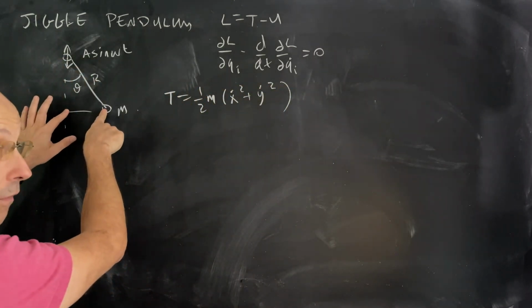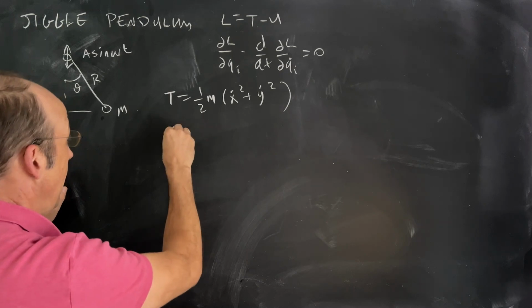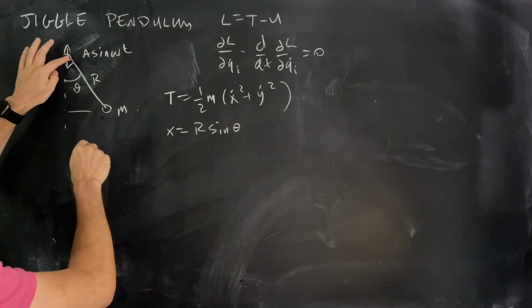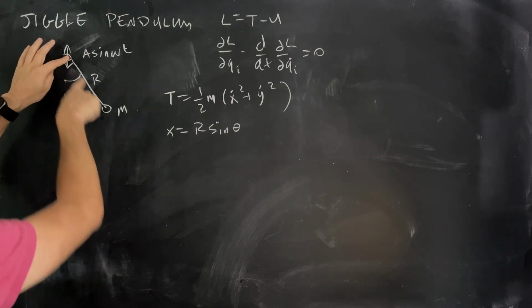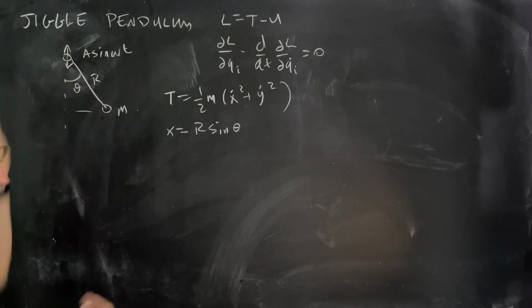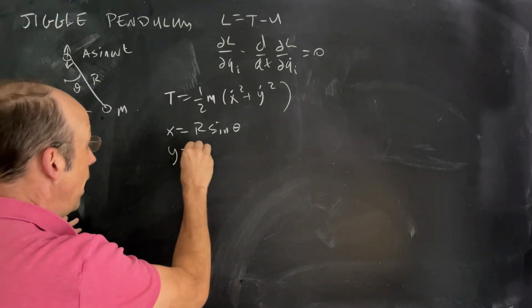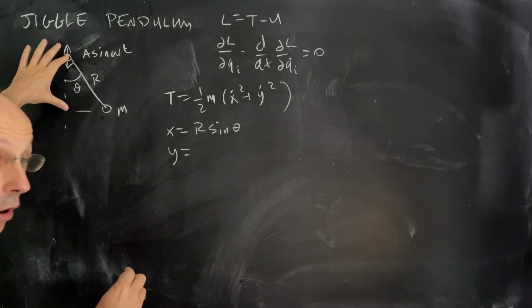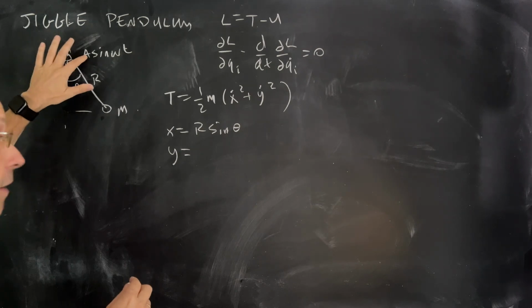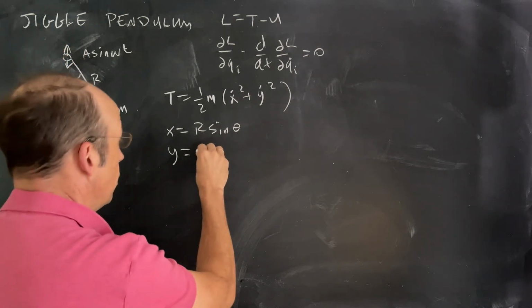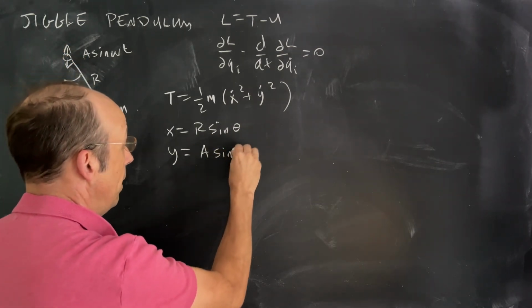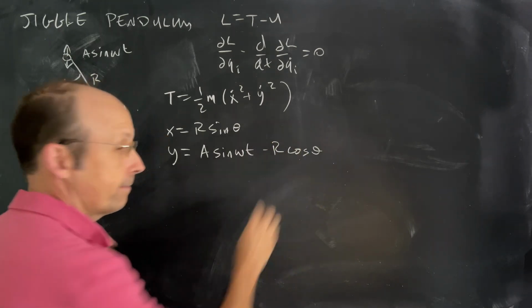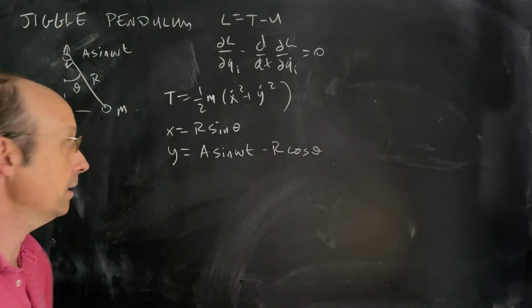So my x coordinate right here is not too difficult to say. I can say x is going to be r times sine theta, right? Because if this is my origin, which it is, then r sine theta is this distance and that's x. Pretty easy. My y value, let's say that's y equals 0, so this is going to be negative r cosine theta. But the pivot point moves up and down, so y is actually going to be a sine omega t minus r cosine theta. That make sense?